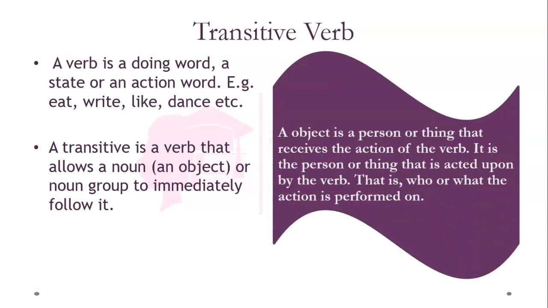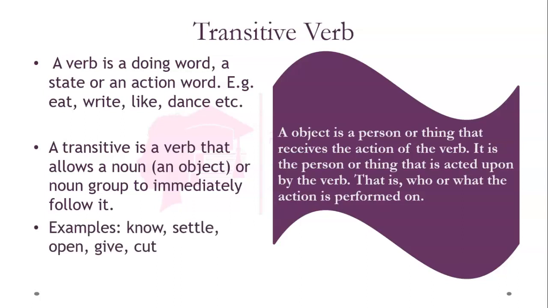Now when we talk about an object, it is a person or thing that receives the action of the verb. It is the person or thing that is acted upon by the verb. Again, it means who or what the action is performed on. So let's take note of this. Let's continue and look at some examples. Some examples of transitive verbs are know, settle, open, give, cut. Now let's go on and look at how we can identify transitive verbs in the next examples we are going to see.